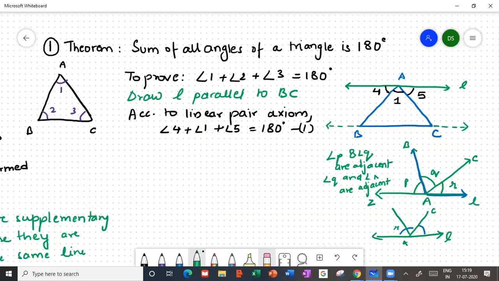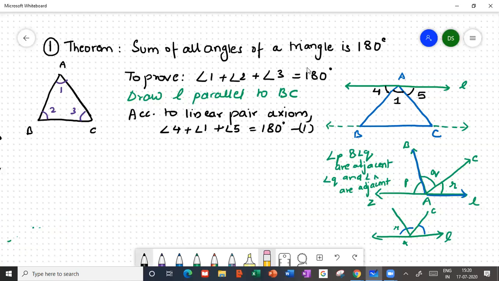Okay. So I'll just erase this part. Okay, so do you want me to write supplementary here? Okay, let me do that. Angle 1, 4 and 5 are supplementary. Correct. So I can say this result.